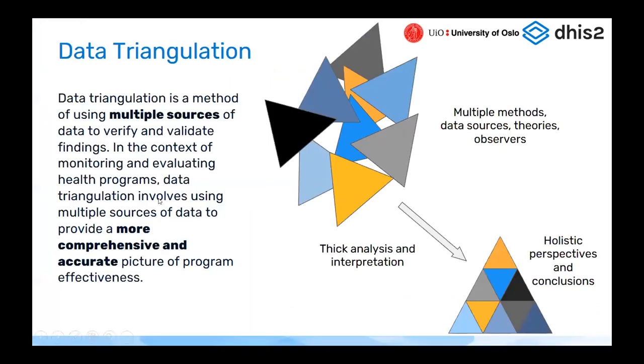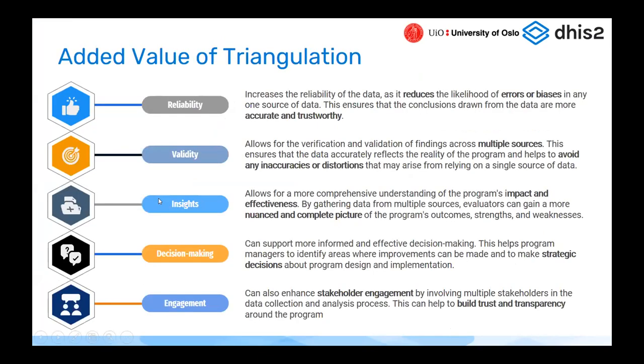In general, with data triangulation, we are assuming that we need to use multiple sources to have a more comprehensive and holistic perspective to generate information for our actions. Of course, we know that there is quite a lot of added value. It is a complex process that requires a lot of work, and requires the understanding that in theory, you should have all your information at hand, hopefully all in one national repository that allows you to actually triangulate this information.